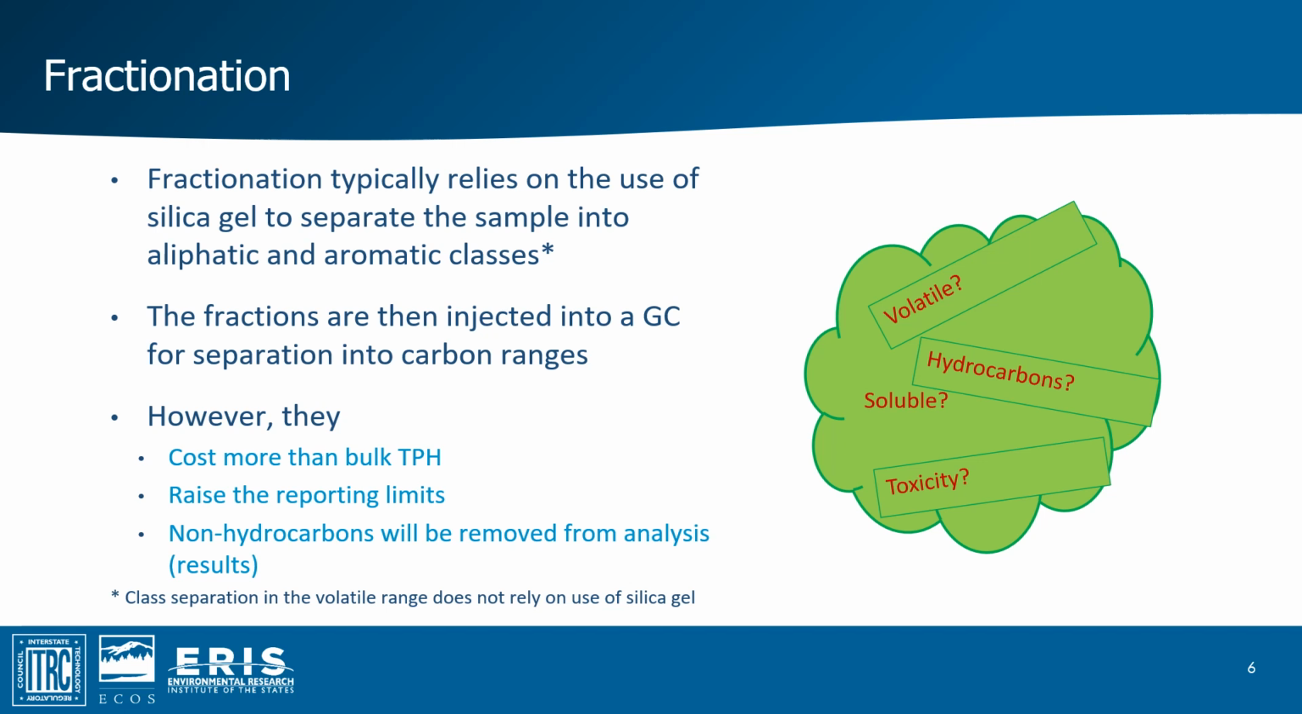Once separated, the aromatic and aliphatic fractions are then injected into a GC to obtain information on equivalent carbon ranges. There are different fractionation methods available, and each method reports slightly different fraction ranges. So it's important to consult your risk assessor and make sure you're selecting your fractionation method in consideration of the regulatory agency you're working under.